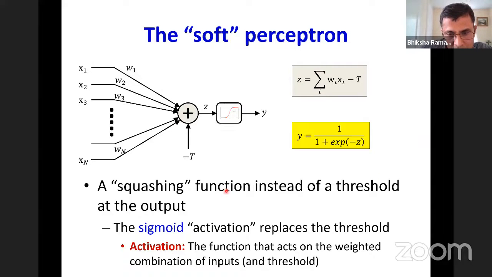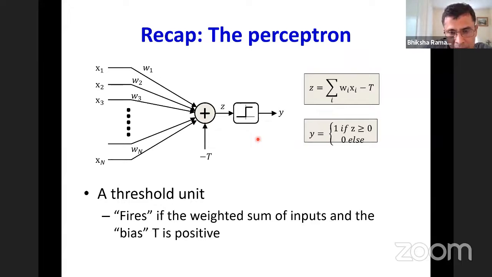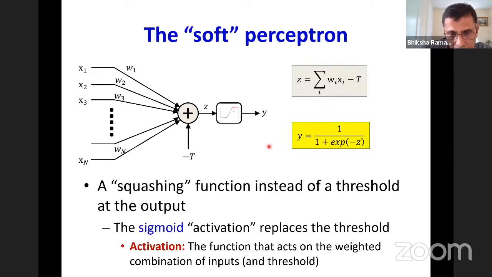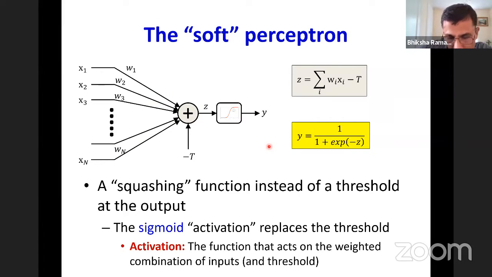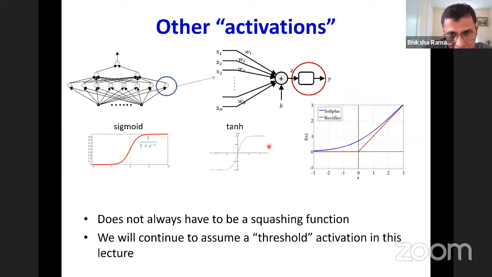The sigmoid activation replaces the threshold with a smoother version of the threshold function, which has this form: 1 over 1 plus e raised to minus z. The reason we use the smoother version is that it's differentiable, whereas a threshold function of this kind is not differentiable. The derivative is either 0 or undefined, and so it's not very useful for learning. Now, this is just a by the way, because we're not going to spend a lot of time on activations, except maybe towards the end of part 2 of this lecture.